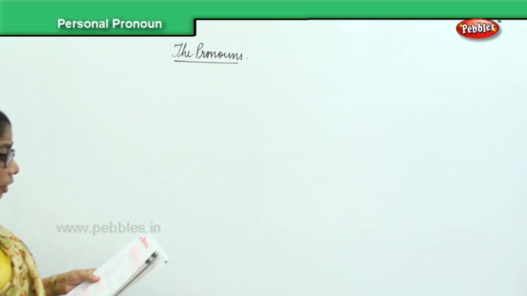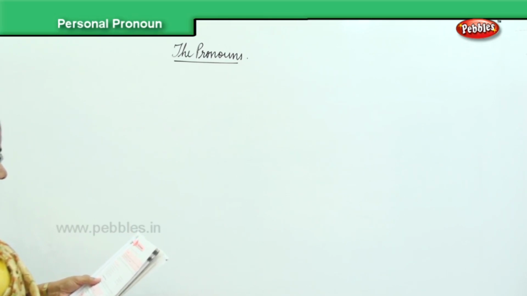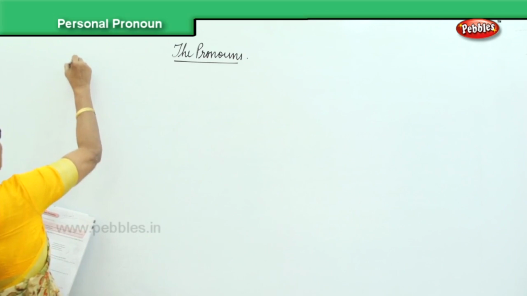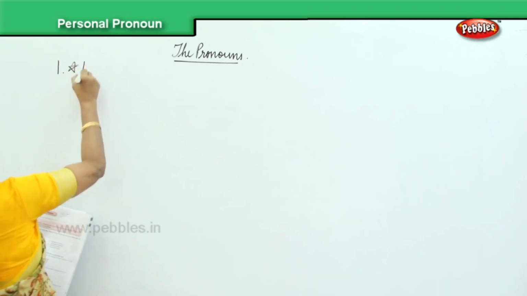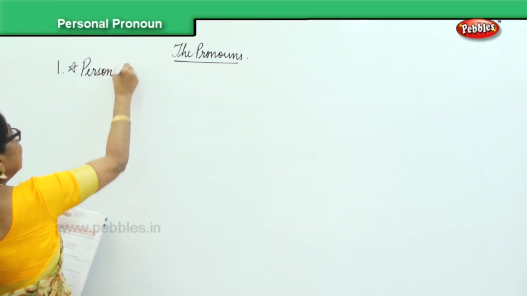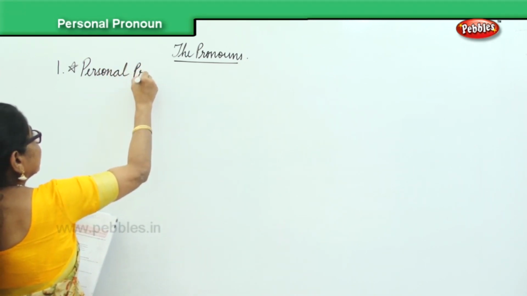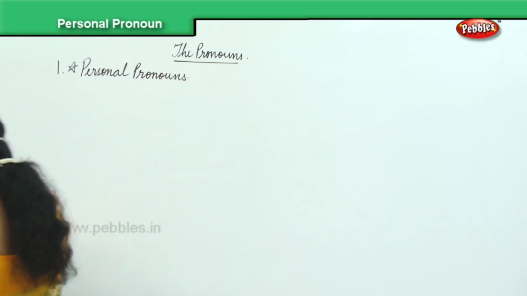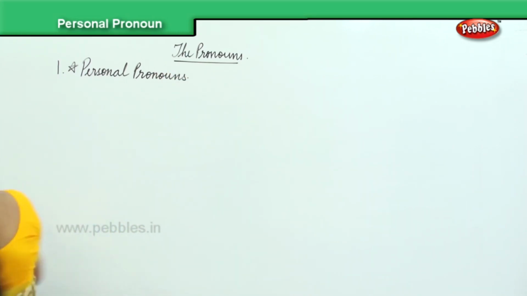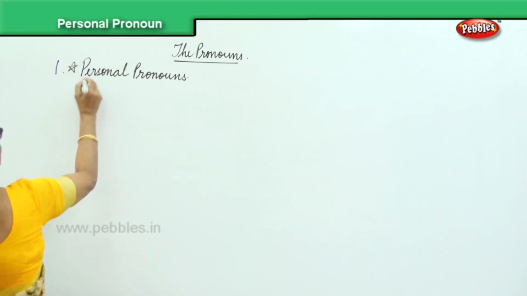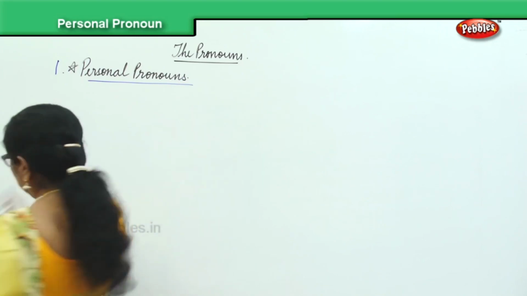Now, we are going to do the first of its kind. What is the first kind of pronoun? Personal pronoun. There are 9 types, and we are doing the first of its kind, and that is personal pronouns.